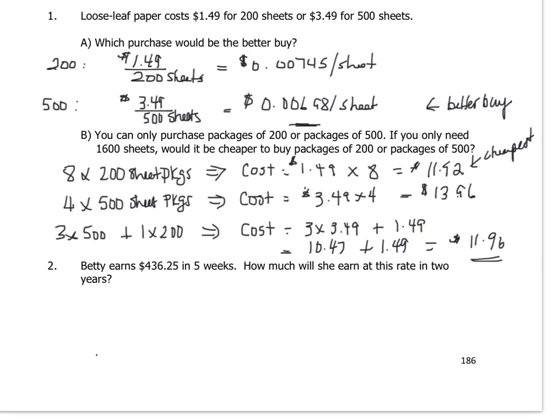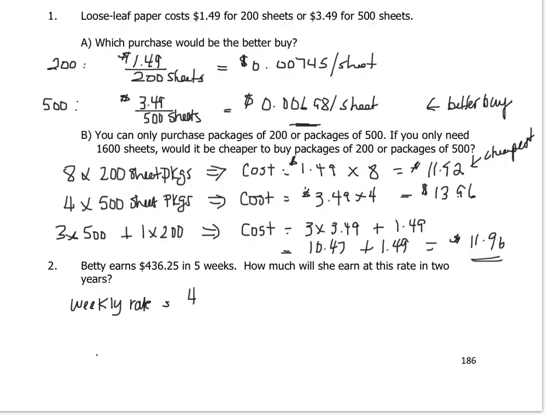All right, the next example: Betty earns $436.25 in 5 weeks. How much will she earn at this rate in 2 years? So what I would probably do there is get the weekly rate and then take your weekly rate and multiply it by, there's 52 weeks in a year, so 52 times 2 years, which would be 104 weeks.